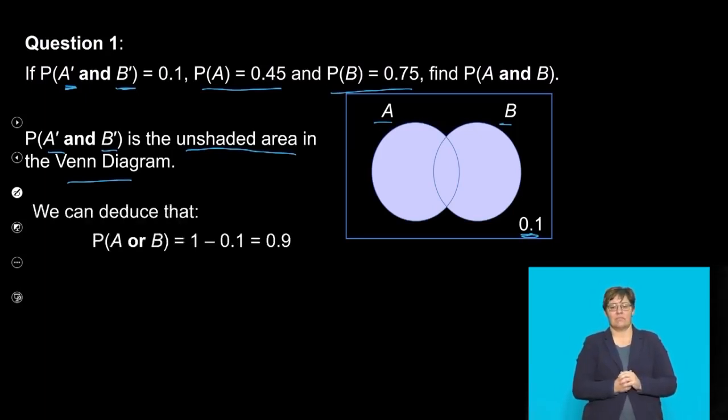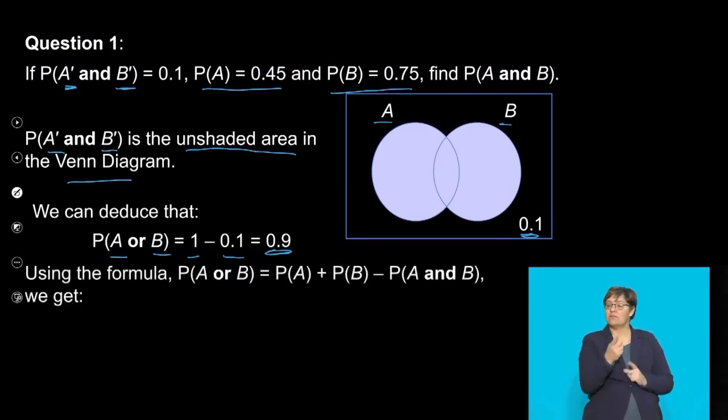Now, we know that we can do this and say now, probability of A or B, are we all together? It's 1 minus what? 0.1. Are we together? Because the sample space, everything in the sample space adds up to 1. Are we together? If outside is 0.1, then the inside is what? It's 0.9.